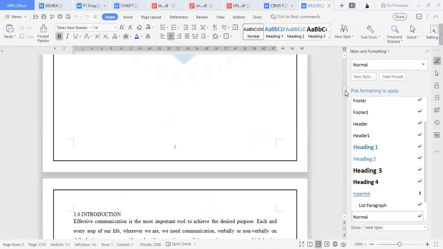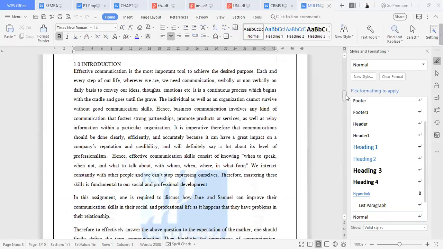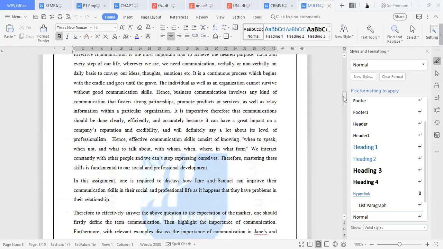So our 1.0 was our introduction. An example. So you start as follows. Effective communication is the most important tool to achieve the desired purpose. Each and every step of our life, wherever we are, we need communication, verbally or non-verbally, on a daily basis to convey our ideas, thoughts, emotions. So this is just a brief background about communication and everything.